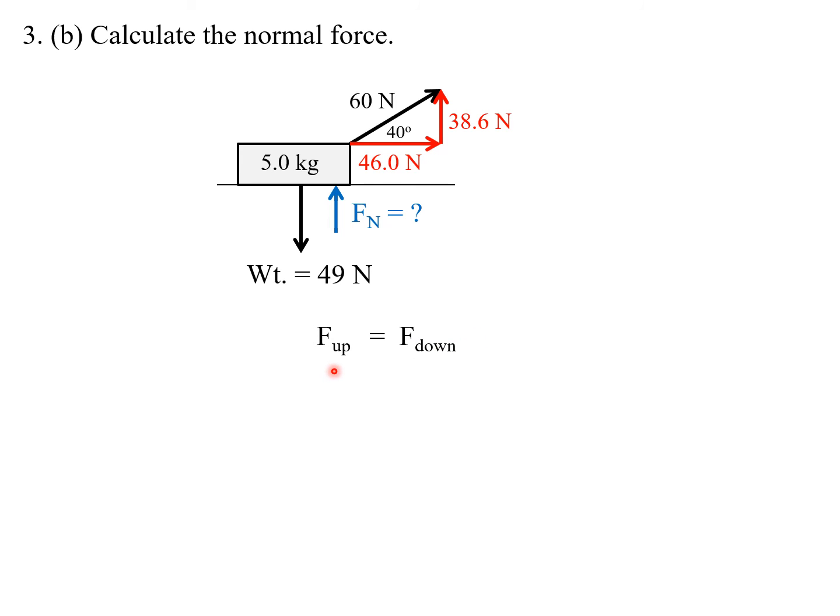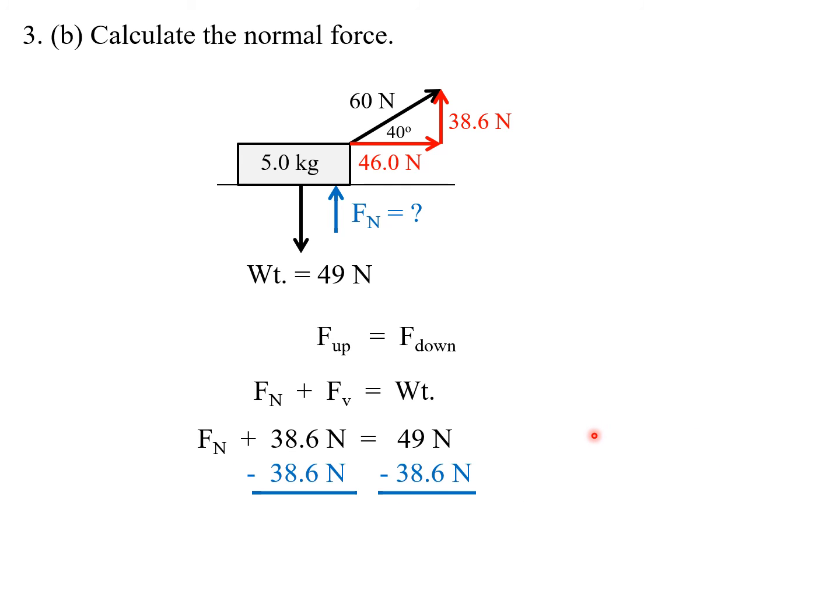Now, the forces up, there's two of those: the normal force and the vertical component of the force. In the force down, there's only one, the weight. So I can set it up like this: the normal force plus the vertical force equals the weight. These are all magnitudes. Now I know what the vertical component is and I know what the weight is, so we can substitute those numbers in and solve for the normal force by subtraction. And we get a value of 10.4 newtons.